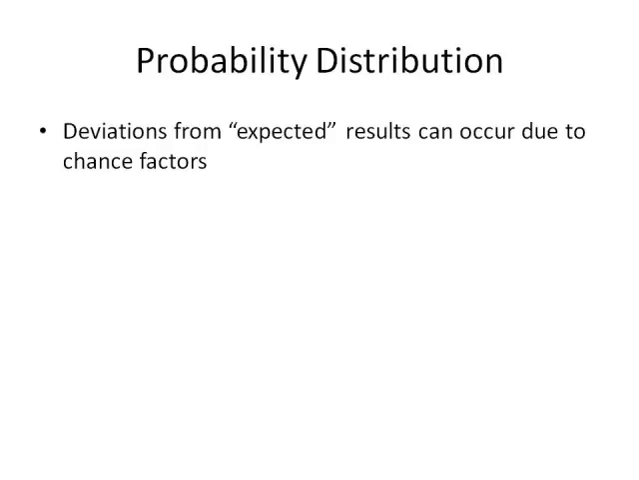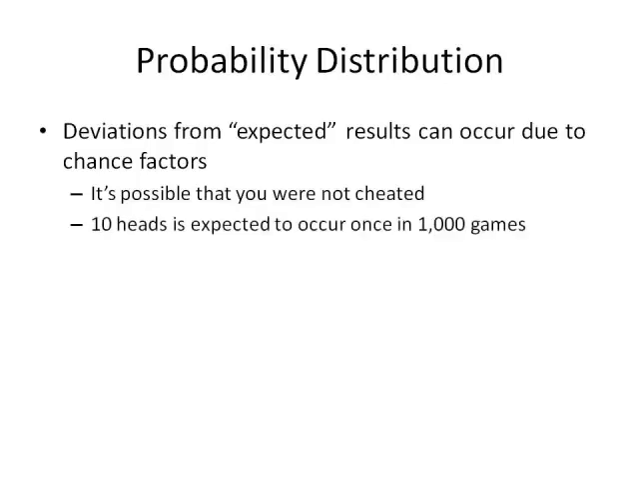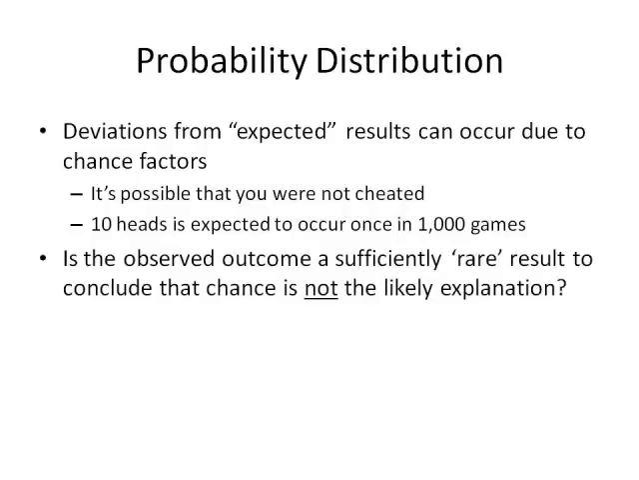Now with the probability distribution, deviations from the expected results can occur due to chance factors. It's possible that you weren't cheated. It could be the case that I really did in fact get 10 heads out of 10 flips. In fact, 10 heads is expected to occur once in every 1,000 games. The question we have to ask is whether or not the observed outcome is sufficiently rare to conclude that chance was not the likely explanation.